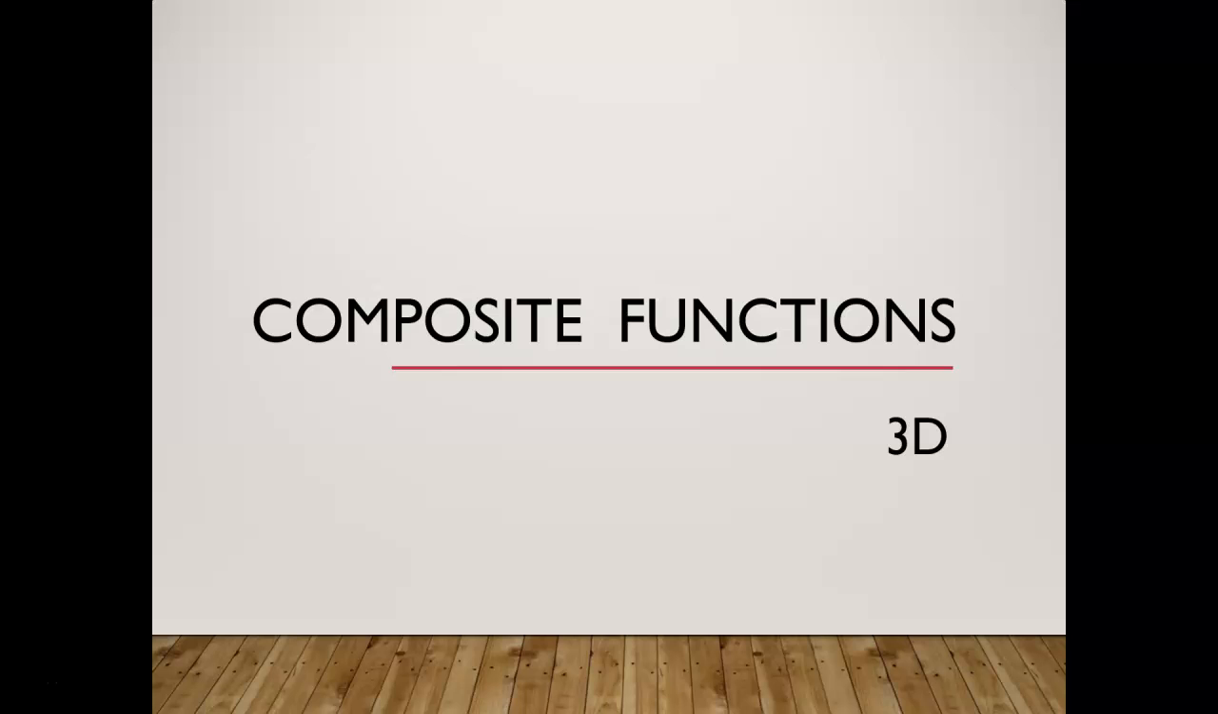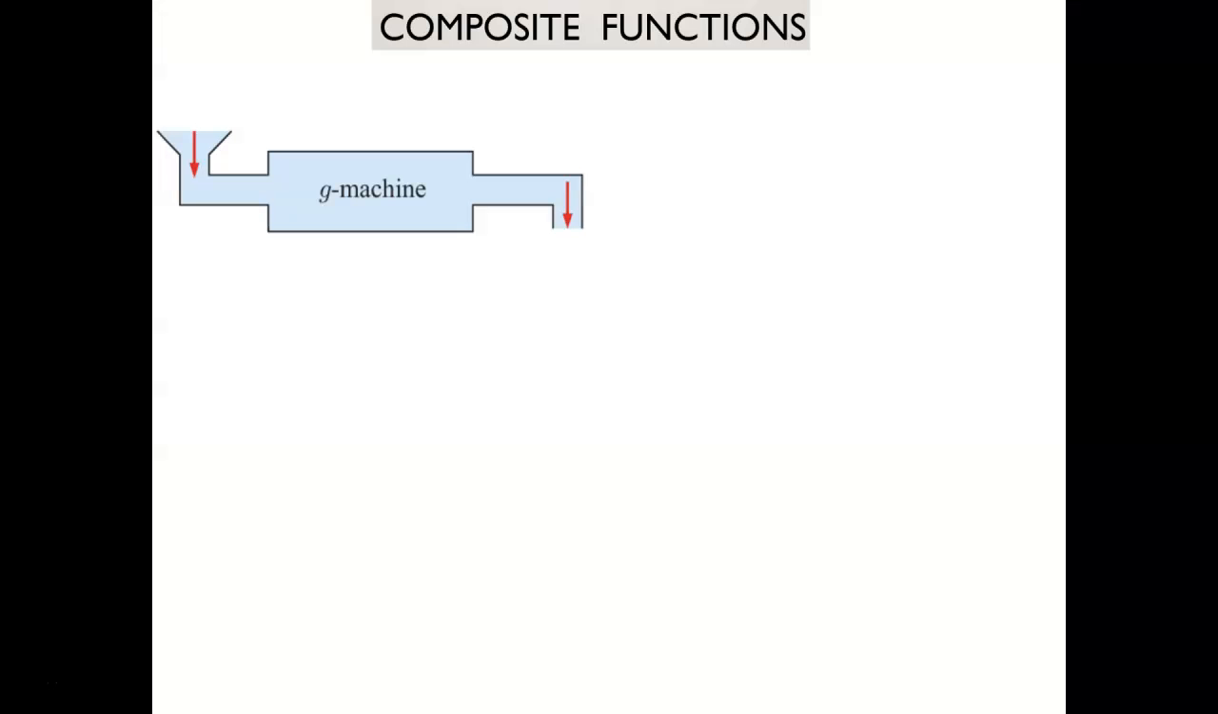This video is on composite functions. So first of all, here we have a little diagram. It's got there a g machine, just a g function. X goes in, g of x comes out. So if g of x happens to be 3 minus 4x, if x now is 2, you put 2 in, what would you get out?